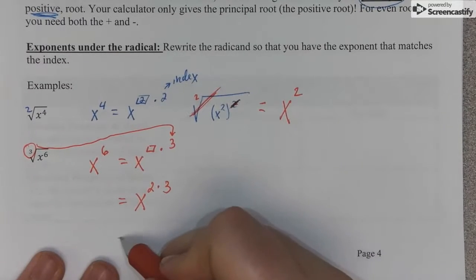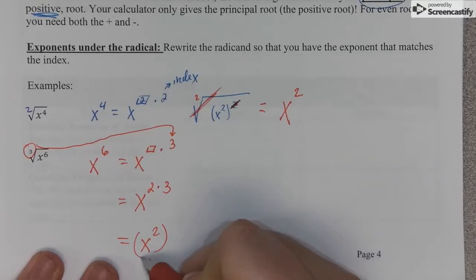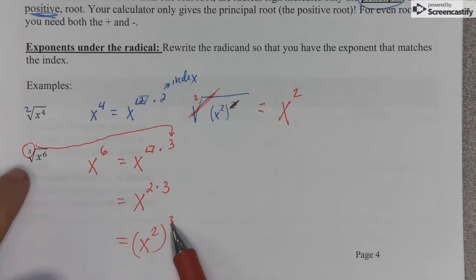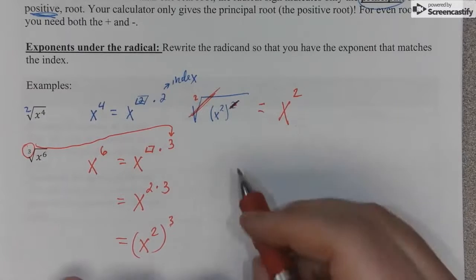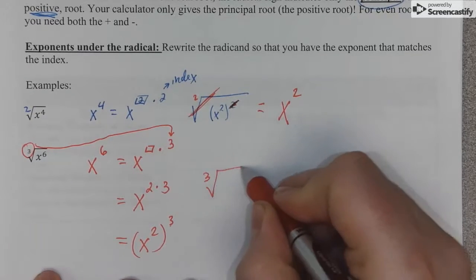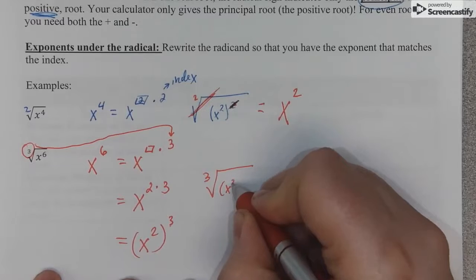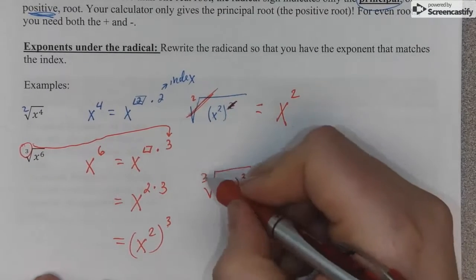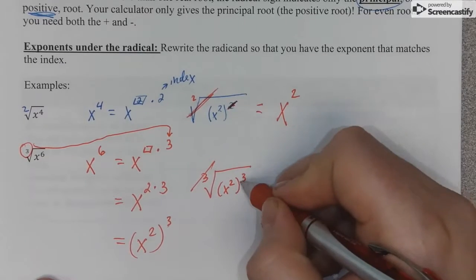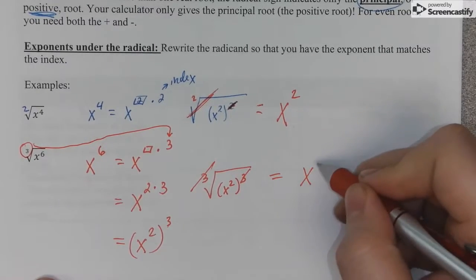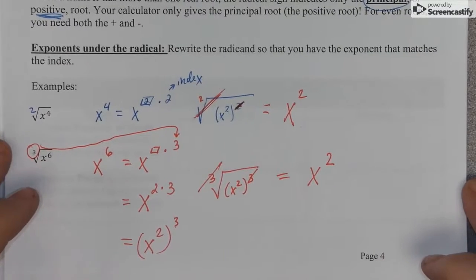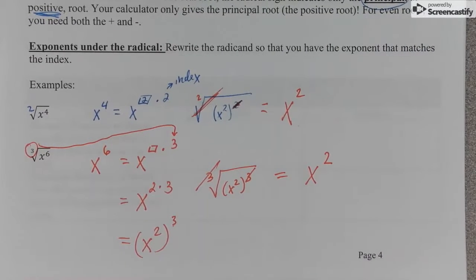And the way we would rewrite this is x squared to the power of 3. Now, this power and my index are the same. So this is the cube root of x squared cubed. So what's going to happen? We can cancel off the cube root and the 3, and we would be left with x to the power of 2. So that's how you would go about simplifying underneath the radical.